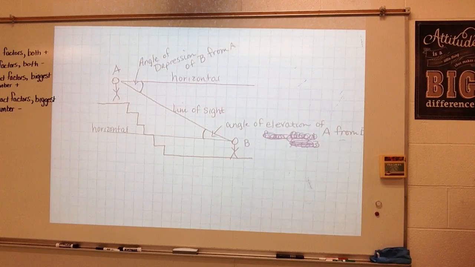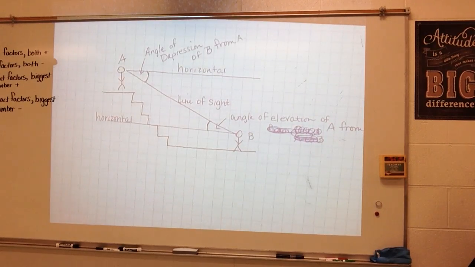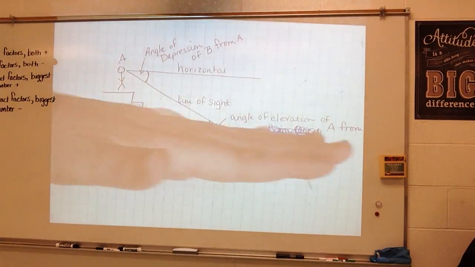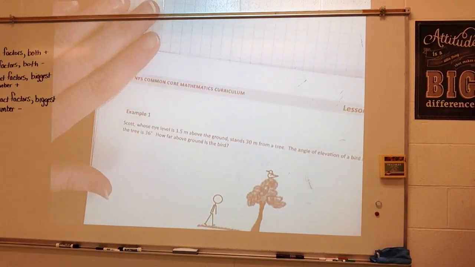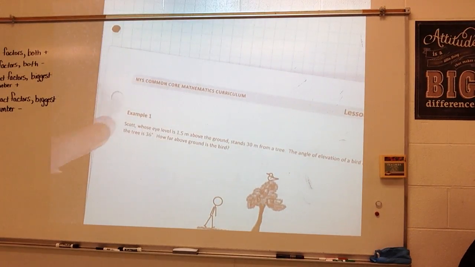All right, so let's go on with example number 1. This is going to use what we just talked about, that line of sight and those horizontal lines. Scott, whose eye level is 1.5 meters above the ground, stands 30 meters from a tree. The angle of elevation of the bird at the top of the tree is 36 degrees. How far above ground is the bird?